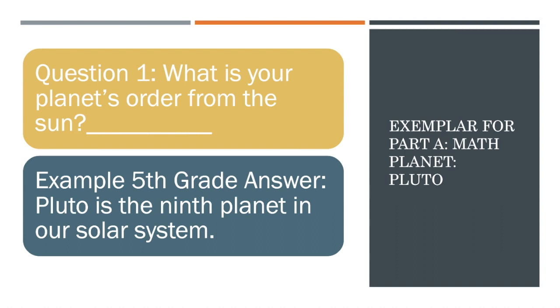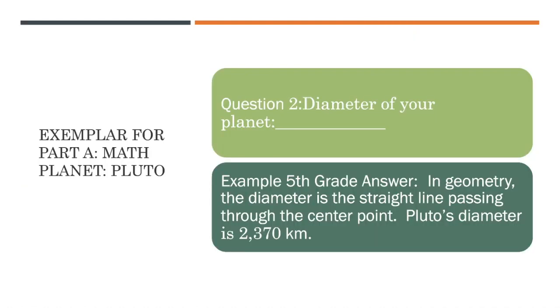My planet would be Pluto. So the example 5th grade answer is Pluto is the 9th planet in our solar system. So if you have a different planet, you have to find out what order it is from the sun. Okay? Next one. Question 2, the diameter of your planet.